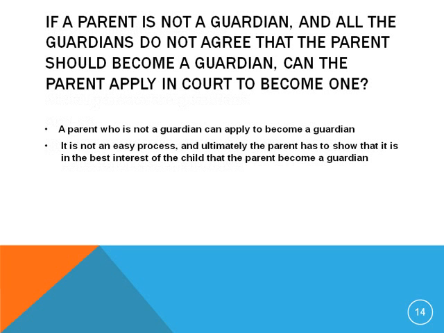So this begs the question, if a parent is not a guardian and all the guardians do not agree that the parent should become a guardian, so dad's gone off to Australia, never seen the child, never had anything to do with the child, comes back and says, hey, I want to be a guardian. Mom says, no way, not going to happen. What then? Well, that parent can then apply in court to become a guardian.